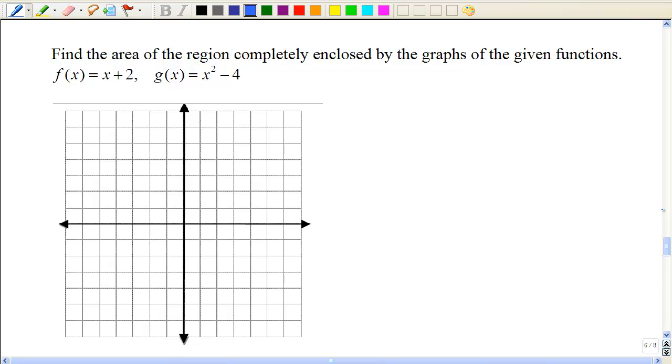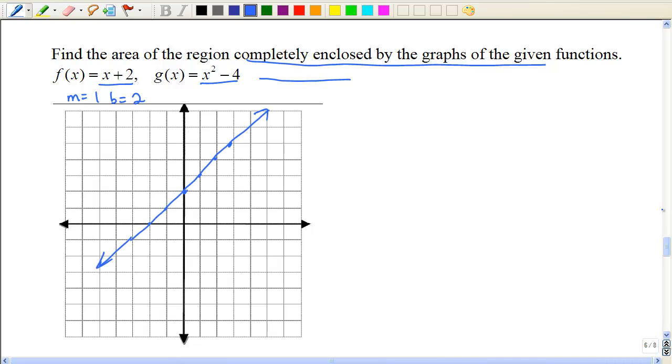Okay, so this next one, notice what is different. It doesn't tell us what it's bounded between. So we're going to have to find out because we want the region completely enclosed by these graphs. So our graph is probably going to be a little bit more accurate. So the first one, f of x is a line. Remember the slope is 1, b is 2.